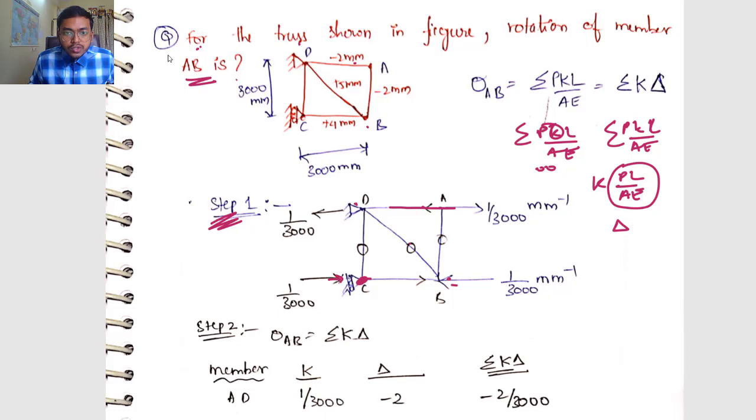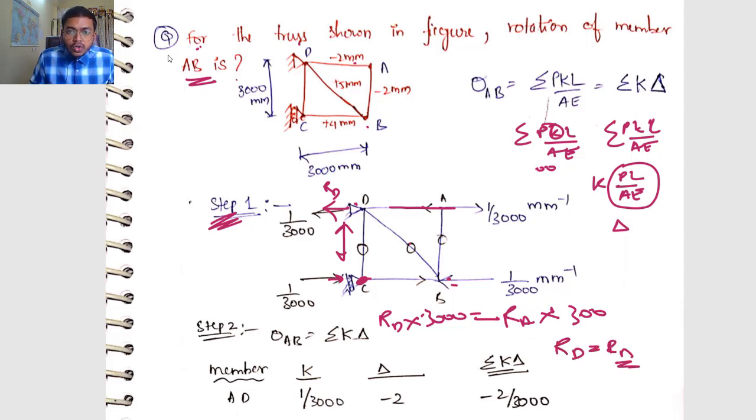This force is passing through the joint, so zero moment. So your reaction, whatever RD is there, RD into distance 3000 mm should be equal to RA into 3000 mm. So your RD value is equal to RA. RD was in this direction and I am considering RD in this direction, so the RD value is 1 by 3000. Similarly, you can take moment at point D and find out your RC. You will get your RC again as 1 by 3000.